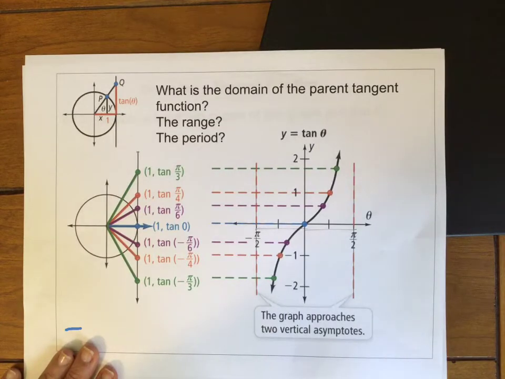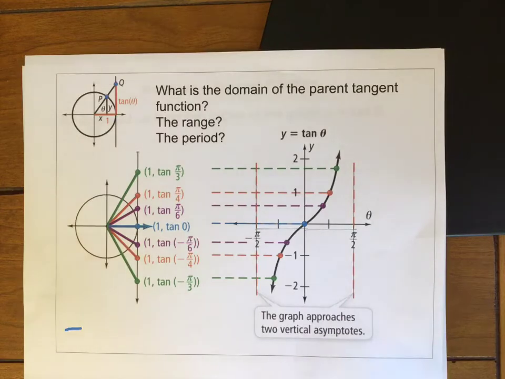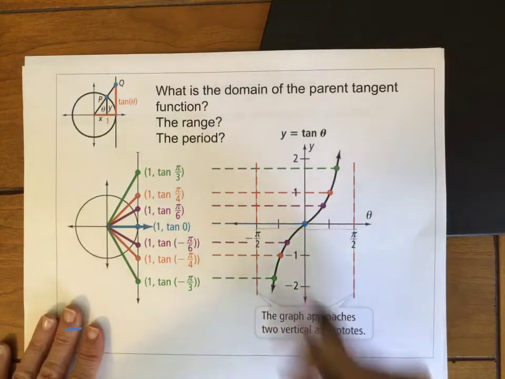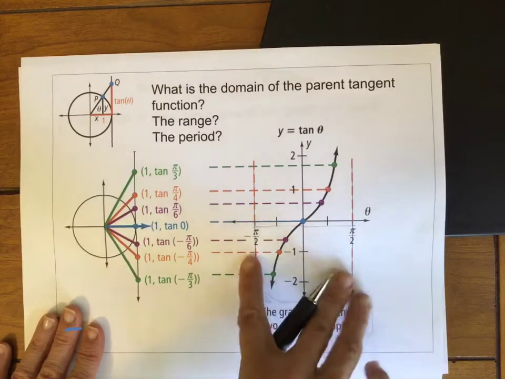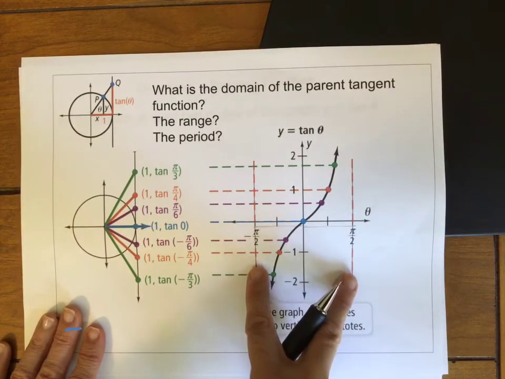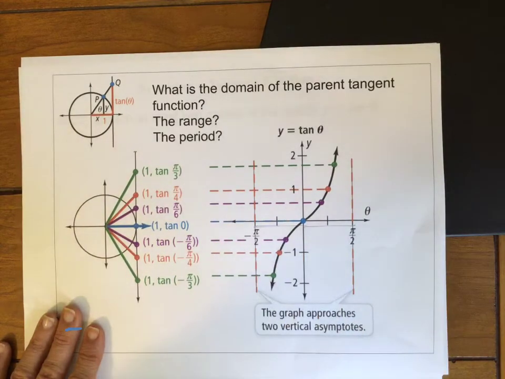And so the pattern for one period or one cycle for sine or cosine was the 0, max, 0, min, 0. But for tangent, it has a negative branch and a positive branch. And it has, for just the parent function, vertical asymptotes at negative pi over 2 and positive pi over 2.